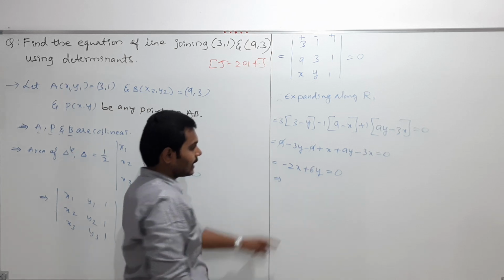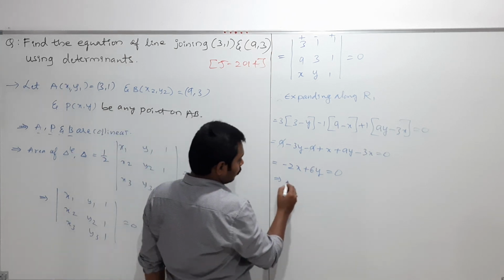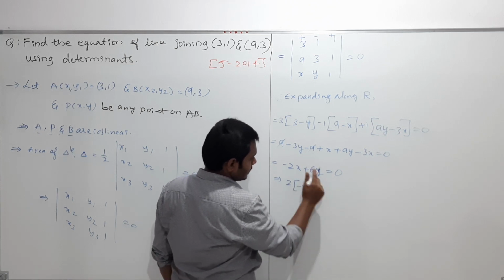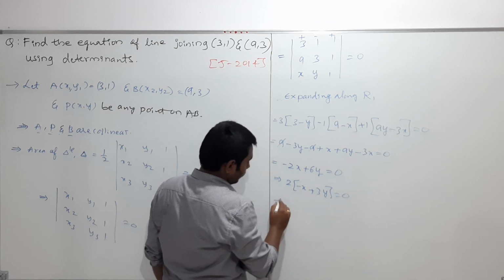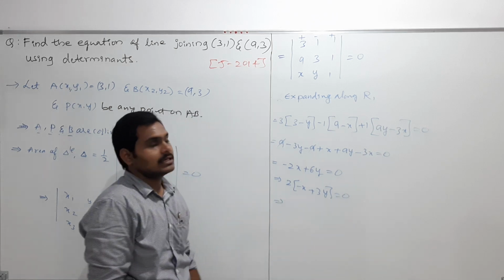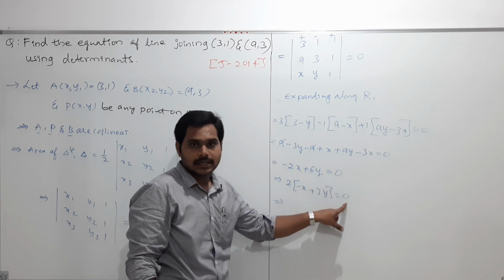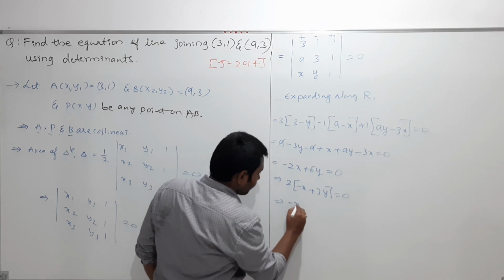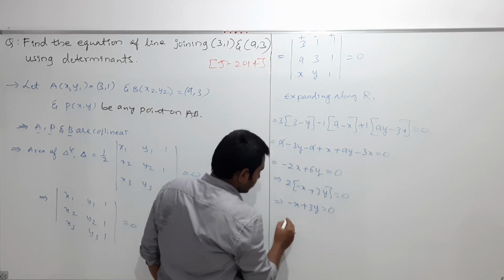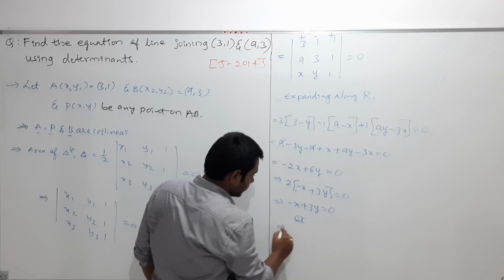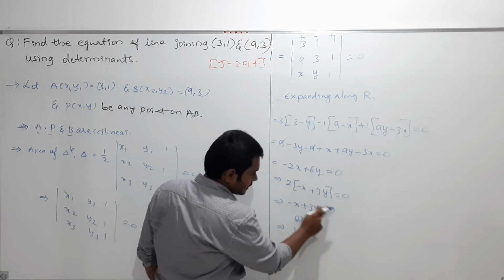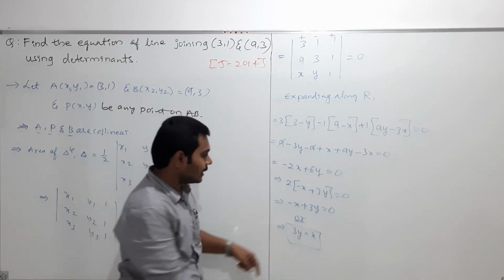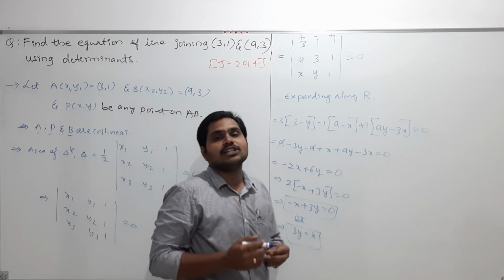Now here 2 is there and here 6 is there, so I can take 2 common. If I take 2 common, what remains? Minus x plus 3y equals 0. If I shift the 2 to the RHS, it goes to the denominator, so 0 by 2 is 0. What remains is minus x plus 3y equals 0, or 3y equals x. So x equals 3y. This is your required equation of the line.